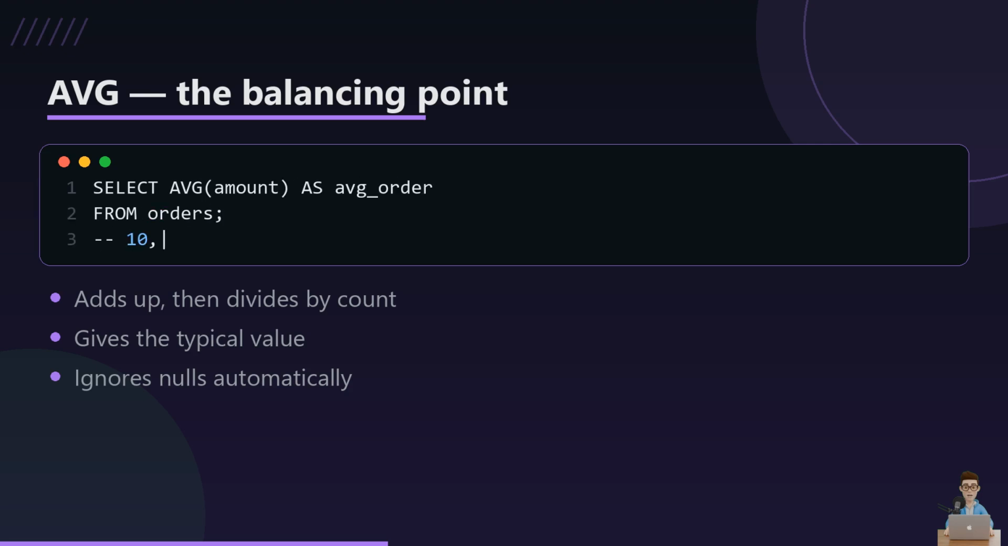AVG is like sharing pizza slices equally so everyone gets the same amount. It adds the column and divides by how many there were. 10, 20, 30 averages to 20, the fair middle. One heads up, it skips nulls entirely. It does not treat a blank as a zero.